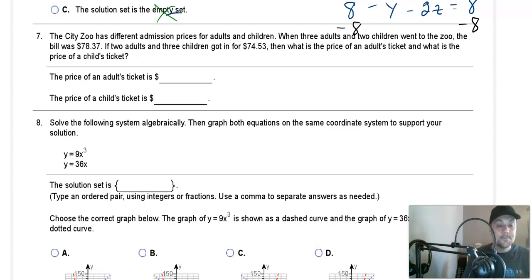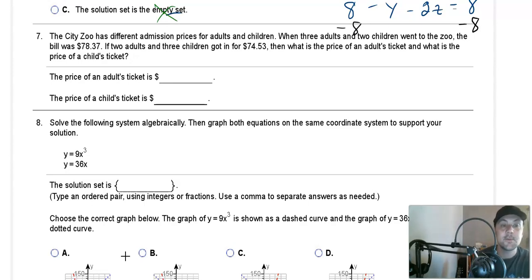The city zoo has different admission prices for adults and children. By the way, this problem was on the homework for chapter 5 in section 5.1, and it was in my lecture video. And so hopefully you've seen this problem a couple times already by now, and you see it's going to be on the test. But hopefully you're feeling prepared for it since you've encountered it multiple times.